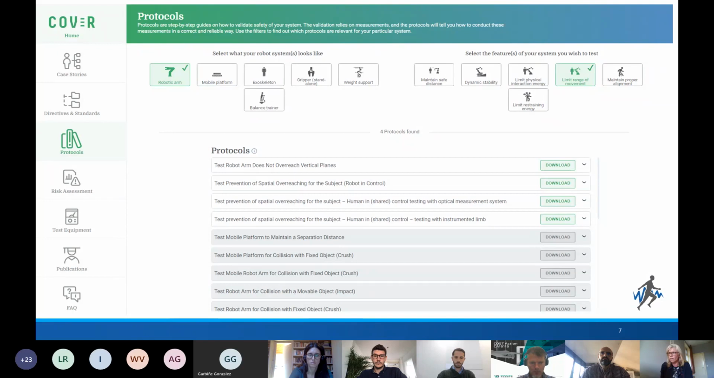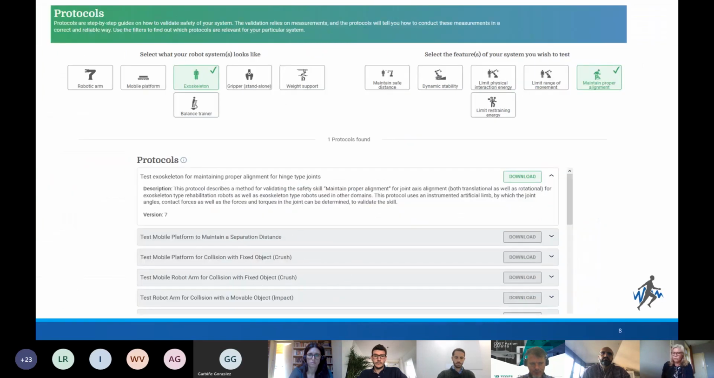So here, again, you can make a selection. Now, not the domain and the robot type, but the robot type itself. So what does the system look like? And what are the features that you wish to test? So this is not domain specific. Let's have an example that makes more sense to this audience, where you have an exoskeleton and you want to maintain proper alignment. So if you put in these selections, you get a list of protocols that are applicable. In this case, there's only one in green. So that's the protocol available to test exoskeleton for maintaining proper alignment for hinge type joints. So it gives a short description and you can download directly this protocol.